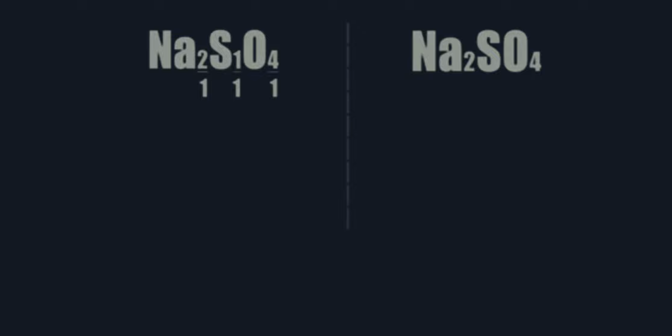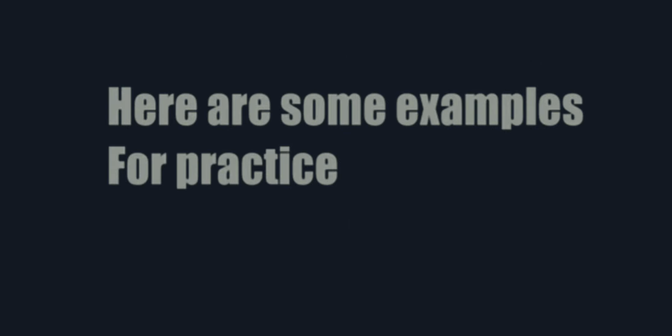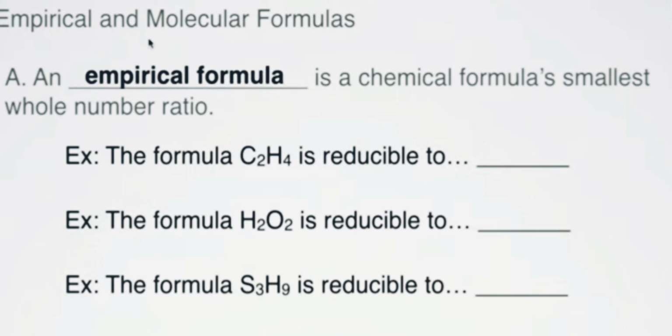Now find out the molecular and empirical formulas of the compounds shown on your screen. An empirical formula is a chemical formula with the smallest whole number ratio. These are some of the examples given. You have to find out the molecular and empirical formula of these compounds in your notebooks, which I will check later when your schools reopen.